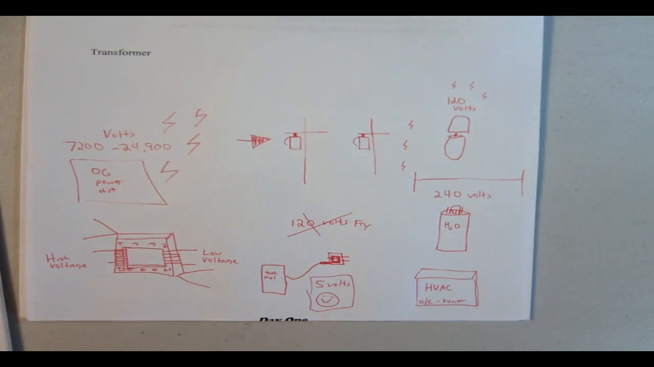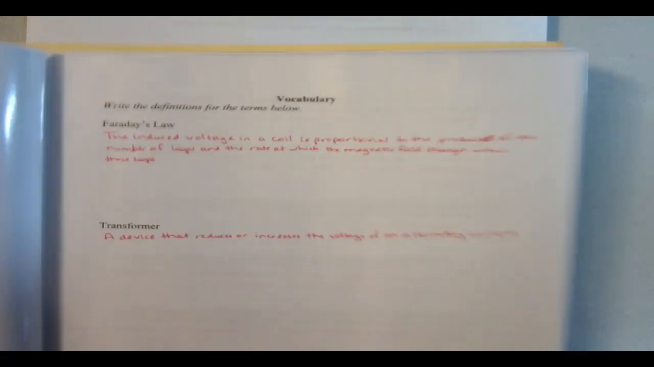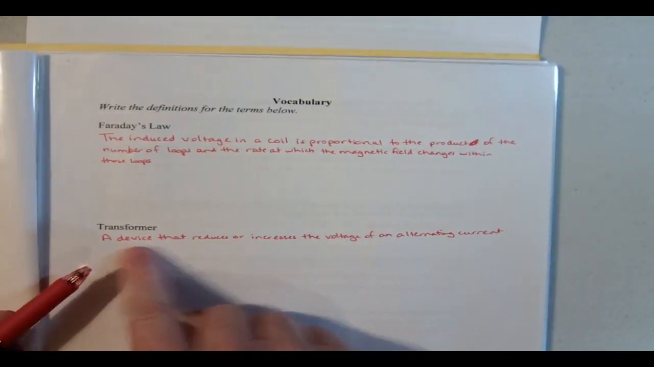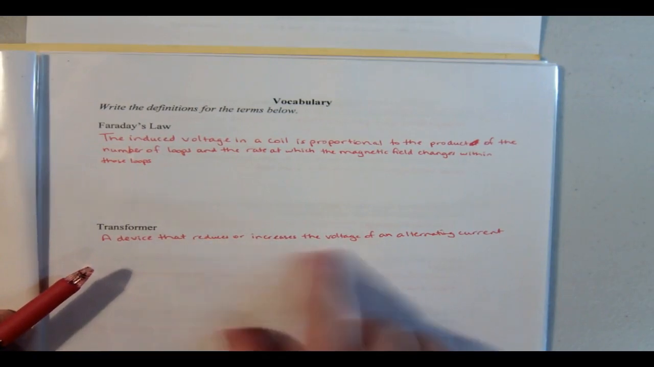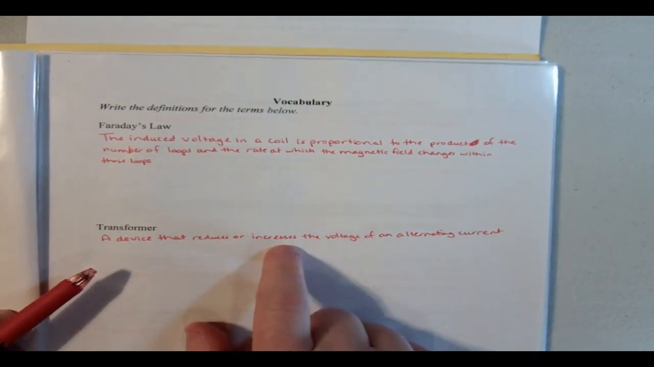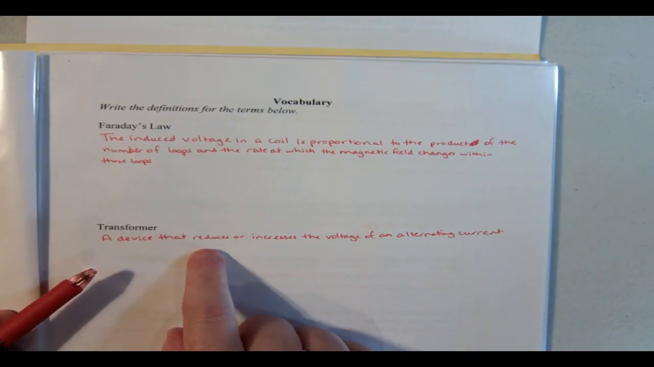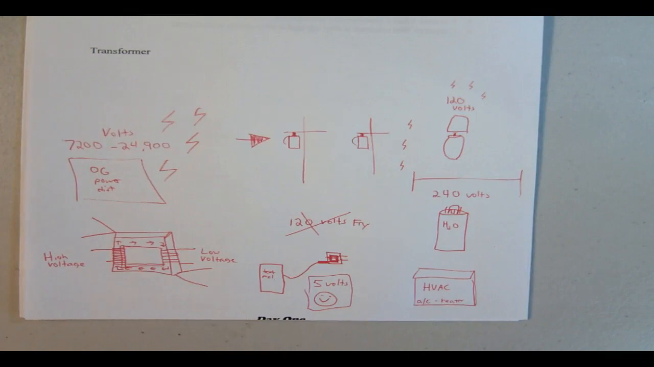So now that we've gone over that, it's actually super cool, right? Now let's talk about the definition. This is the scientific definition, right? A transformer is a device that reduces or increases the voltage of an alternating current. So here's our actual definition, right? A device that increases or reduces the voltage of an alternating current. Remember, it can step it up or it can step it down. For indoor house use, you want to step it down, and then sometimes it steps it back up, right? So that's what a transformer is.